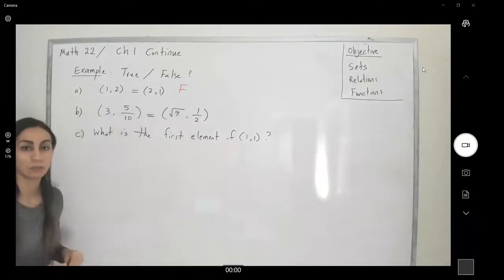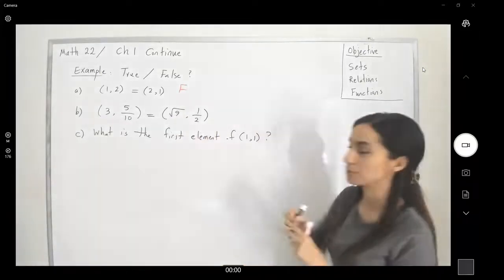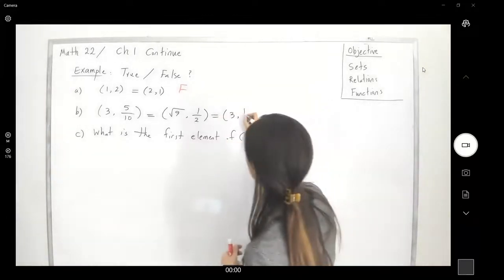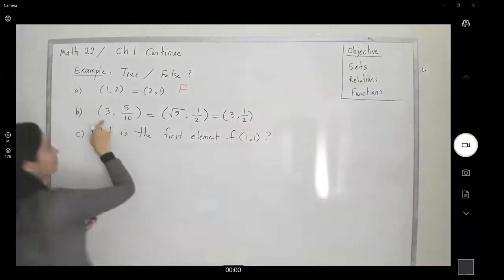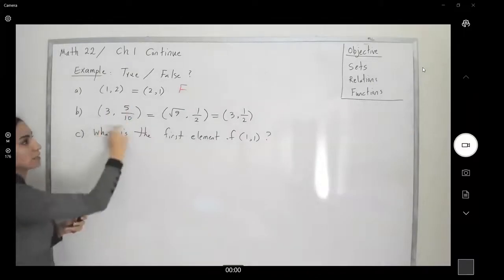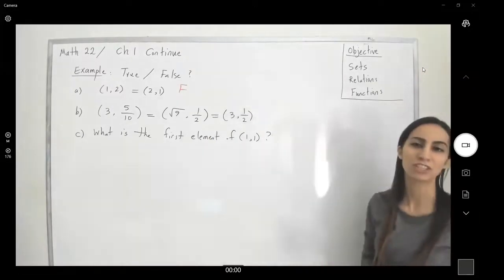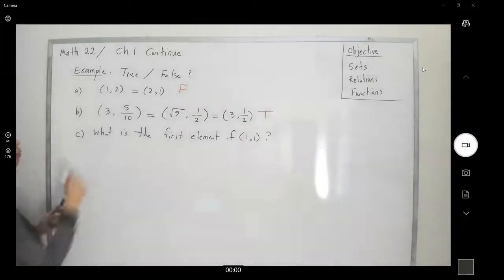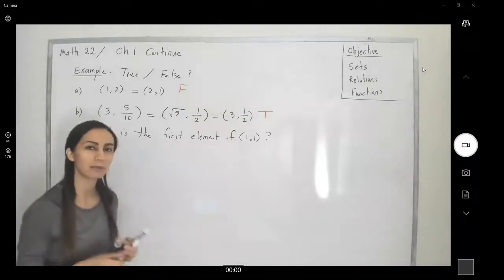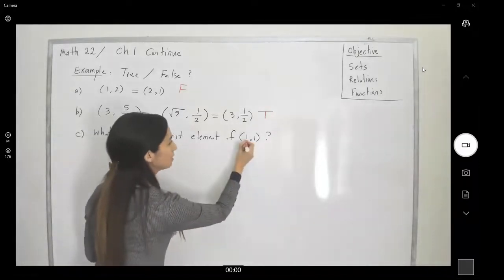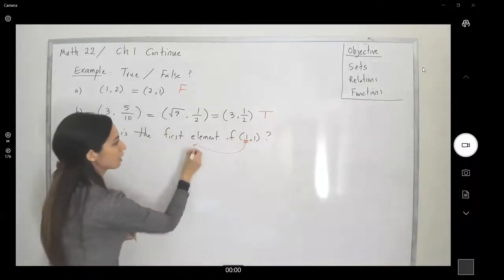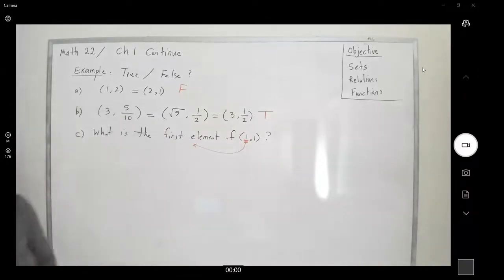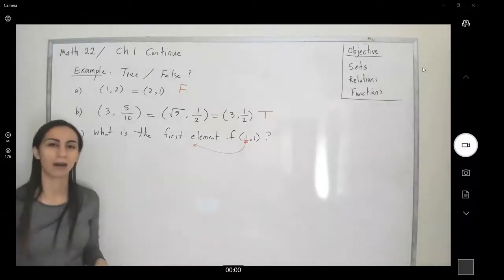What about these 2? So when you look at the second ordered pair, if you simplify that, you get the square root of 9, which is 3. And here you have a half. If you simplify the first ordered pair, you get 3 and a half. So both of these are equal to each other and they are 3 and a half. So this is true. For part C, what is the first element? Even though the first element and the second element are the same, they have to specify that this is our first element. Pretty easy. I saw this in algebra, pre-algebra, and there's a lot of confusion about ordered pairs.